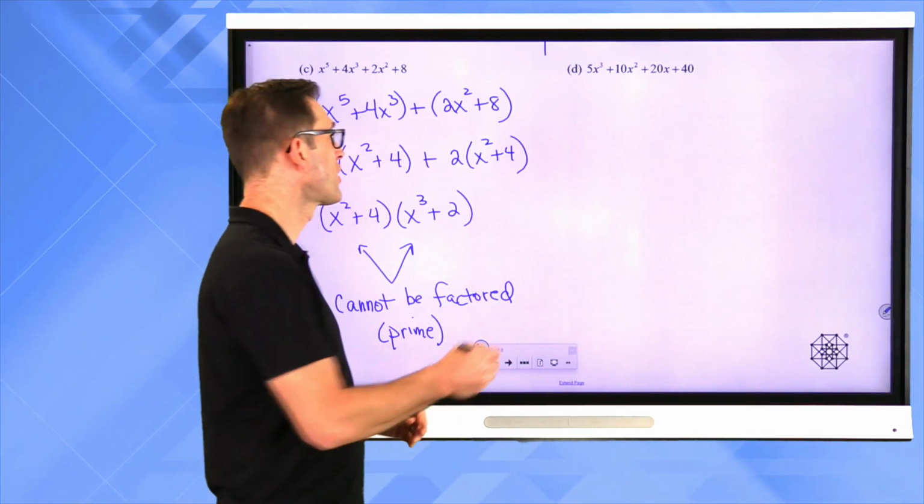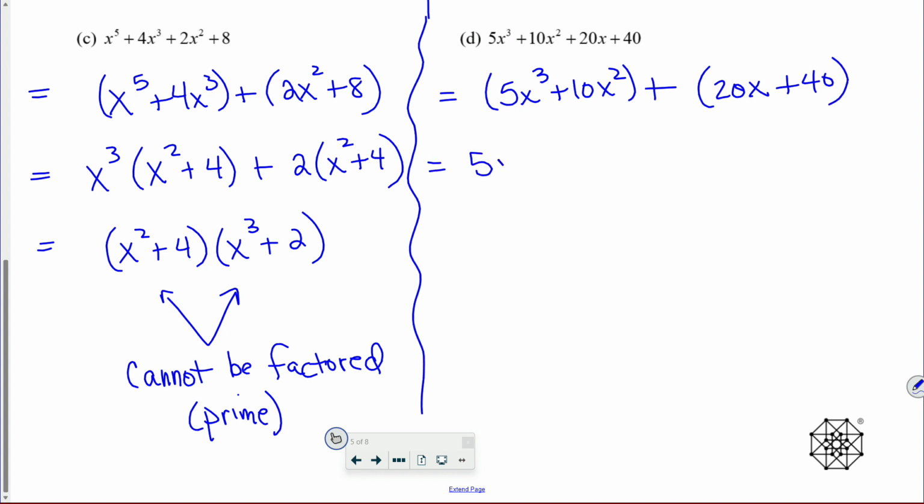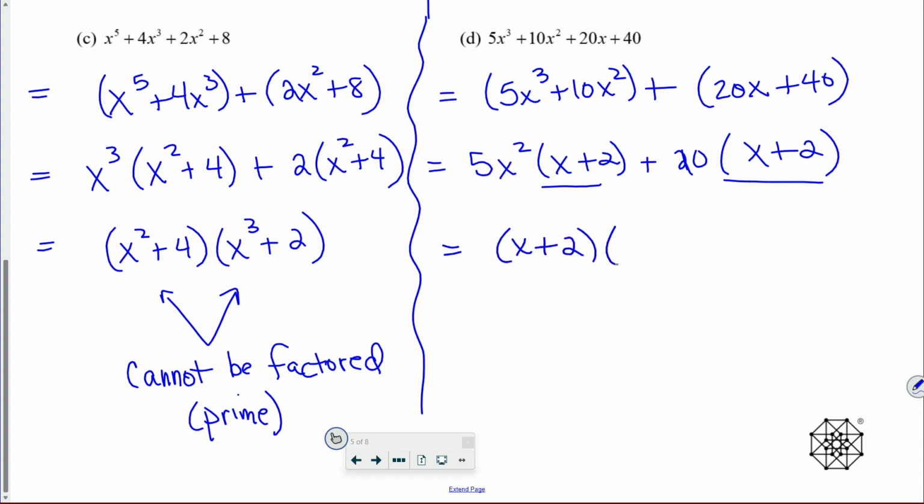All right, this one's kind of a little more conventional, no x to the 5th sitting there. So I'm going to break this into 5x cubed plus 10x squared plus 20x plus 40. In the first set of parentheses, I can factor a 5x squared out of both of them, giving me x plus 2. In the second set, I can factor out a 20, giving me x plus 2. I have to have these two match up. If they don't, I can't use factoring by grouping. And that gives me x plus 2 times 5x squared plus 20.